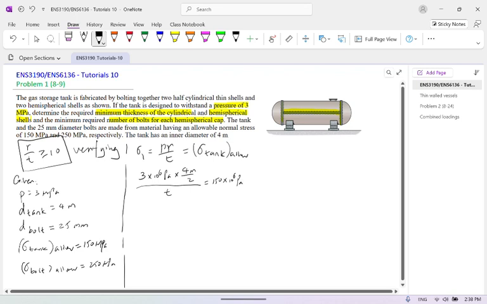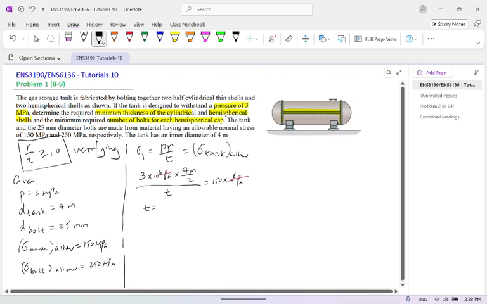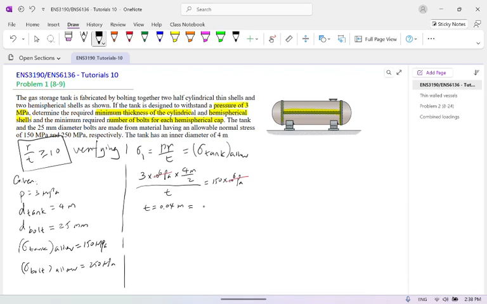Clear? So I will cancel something. That's why we can work out T is equal to 0.04 meter, which means about 40 millimeters. Easy, yeah? In the same way, of course, there's also the hemisphere.